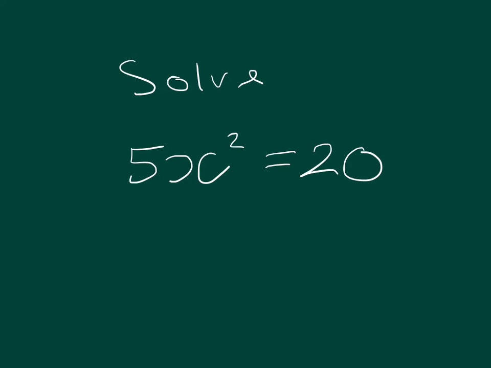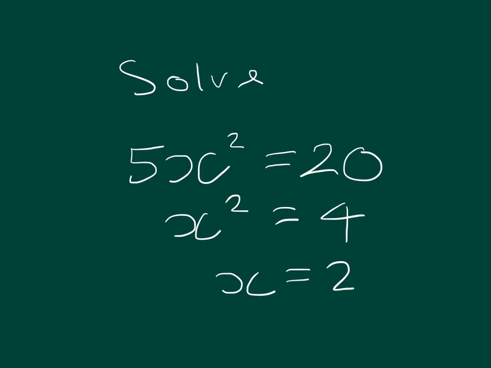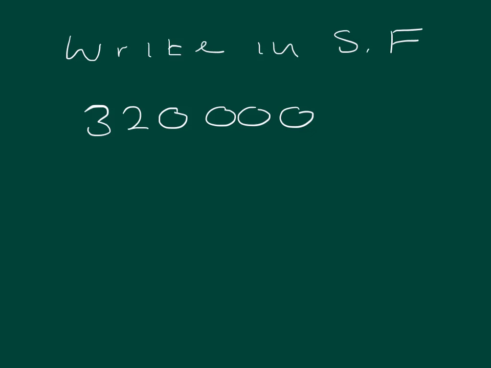Solving this equation, we need to take our 5 to the other side. It does the opposite thing on the other side, it divides. So that gives us x squared equals 20 divided by 5, which is 4. So x squared, if x is 2, 2 squared is 4. You can actually also have x equals minus 2, because if you square that, you also get 4.